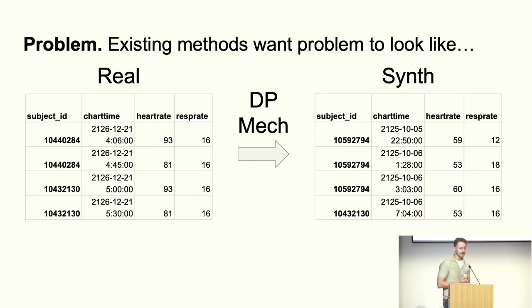The problem is that when we think about differentially private synthetic data, we often want to take some real data in a table and create some other data that's synthetic that also looks like that table. So an empirical distribution to an empirical distribution.